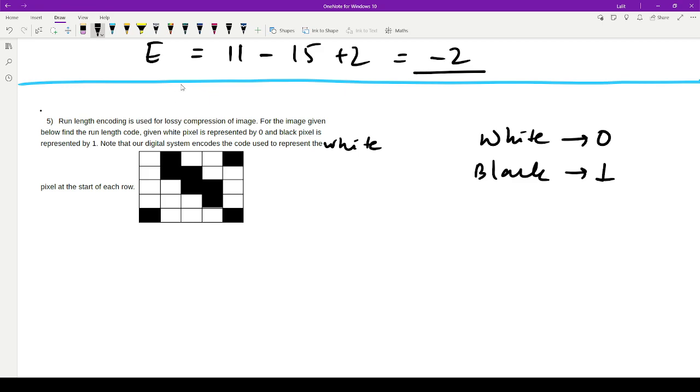There is one more thing that they mentioned: the digital system encodes the code used to represent the white. So this is the code that is used to represent the white pixel at the start of each row. Whatever your first element of the row will be, that will contain the specific zero there. Given this, we'll start with the run length encoding.